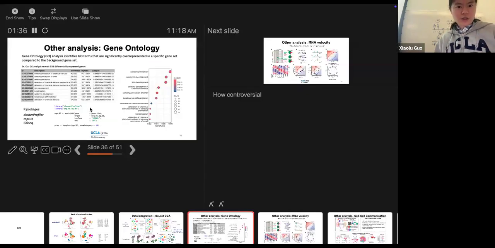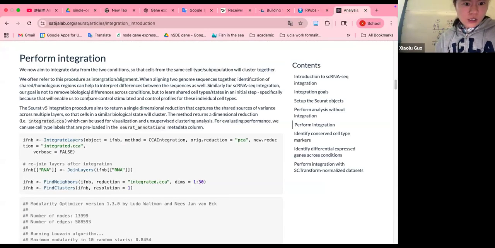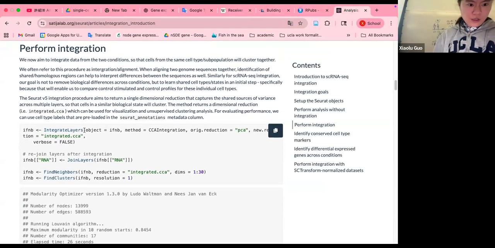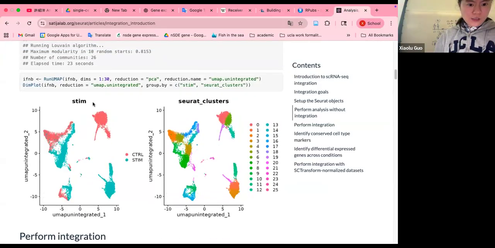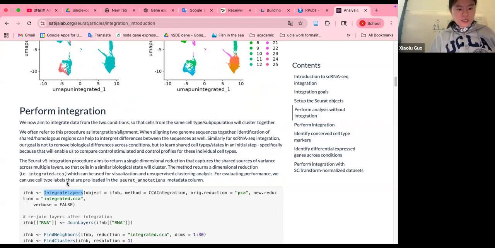And so here we can also have a look at the data integration. Here is a function that we can use. It's called integrated layers. So this is the data for different experiments. Some of you may ask what if we do different experiments? So here is the control group, and this is the stimulated group. And as you can see, if you directly UMAP plot them, they are not overlapping at all. So we need to first do the data integration.